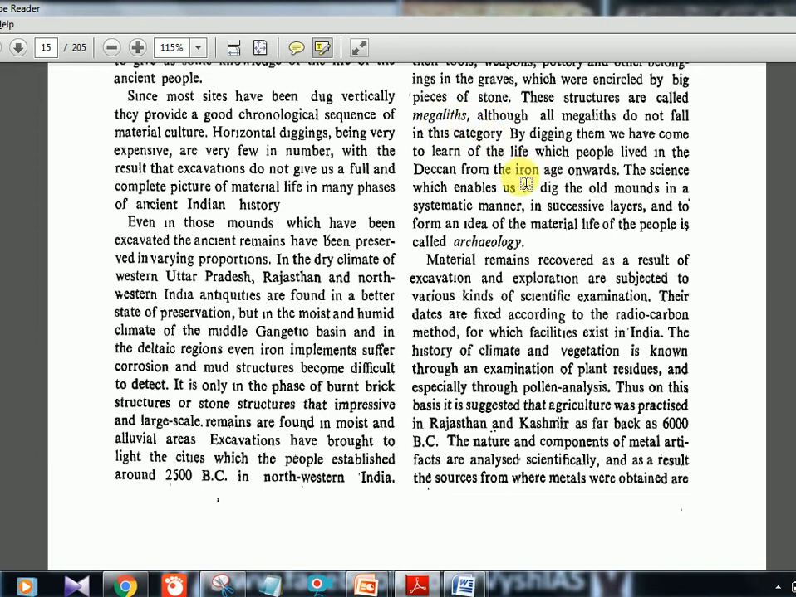Okay, that is what they are telling here. People lived in the Deccan from the Iron Age onwards, that we come to know about from the megalith structures. Okay, a lot of pictures I showed you in class 6. Please watch class 6 NCERT and then watch this. Then it will be a total coverage of ancient history.